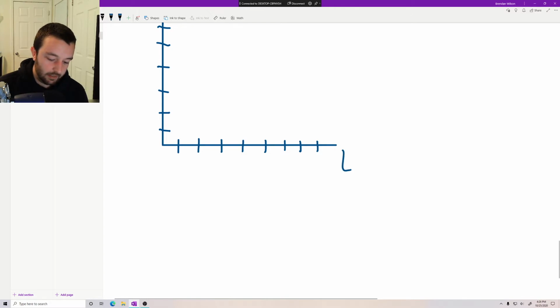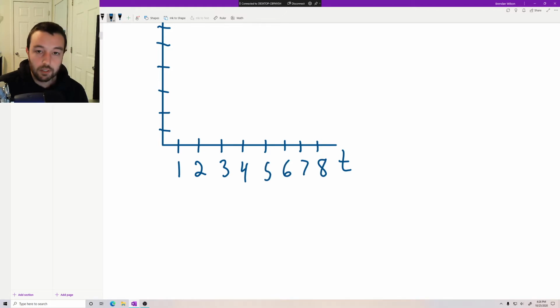So we'd have T here. And the tick marks are just the values of T. So we'd have time is 1, 2, 3, 4, 5, 6, 7, 8. We only use 6, but we could have all of these. So this is like 1 year, 2 years, 3 years, 4 years. Okay.